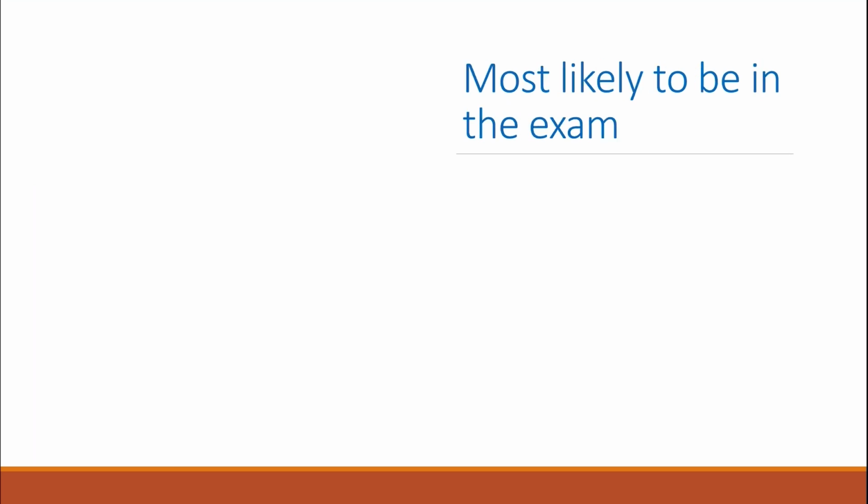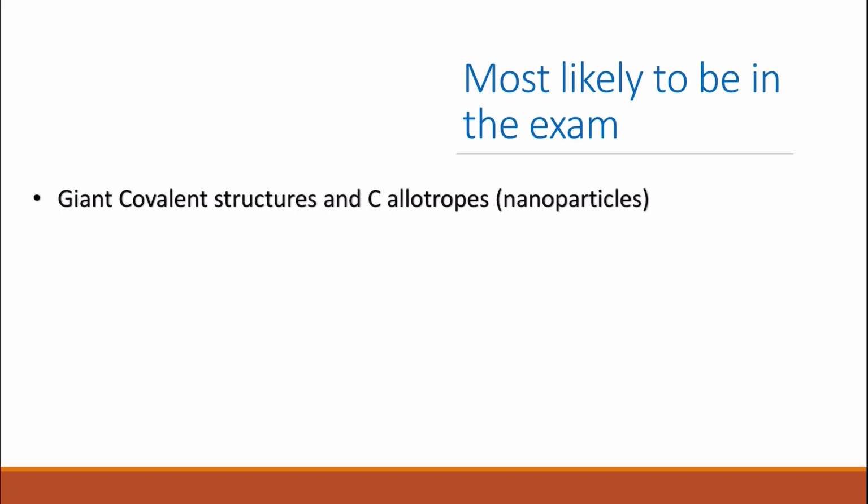And then topics which, in my prediction, are most likely to be in the exam this year because they are quite common and they haven't been in the exam last year. The first one is giant covalent structure and carbon allotropes. Last year there was nothing about giant covalent structure. There was a question about simple covalent structures, or simple covalent compound, but there was nothing about giant covalent structure.